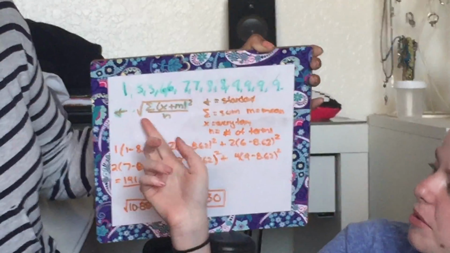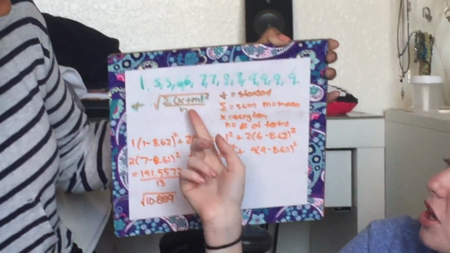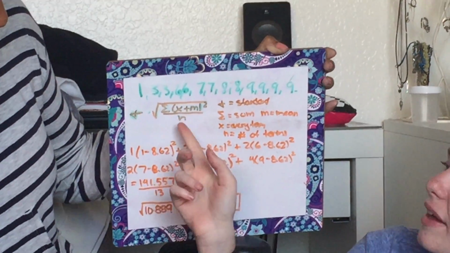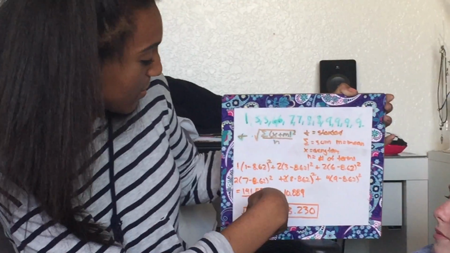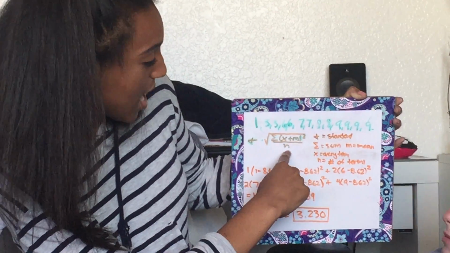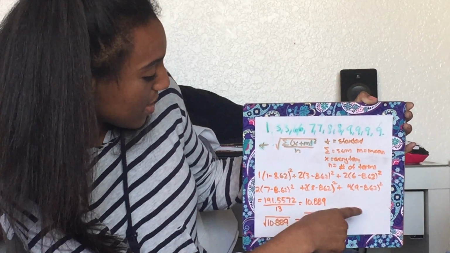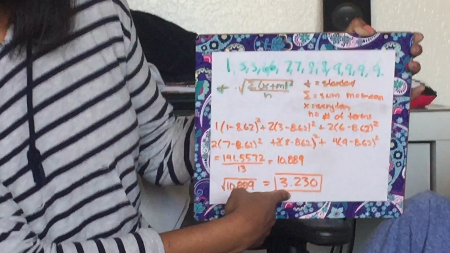So for this, we are going to find standard deviation. This is your sigma, then the square root sign, and in parentheses you have x, your term, minus x-bar, your mean, and you square that, divided by your number of terms. For this, you place all of the numbers into the first equation, get the sum of that, and then put it over n, the number of terms. Then you take the square root, and you get your standard deviation.